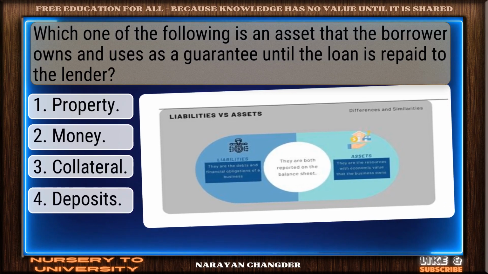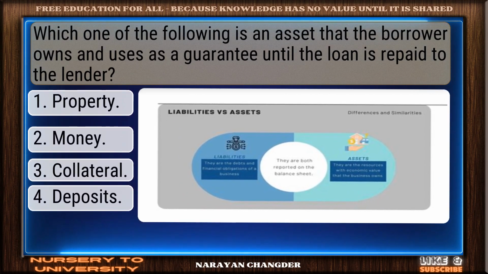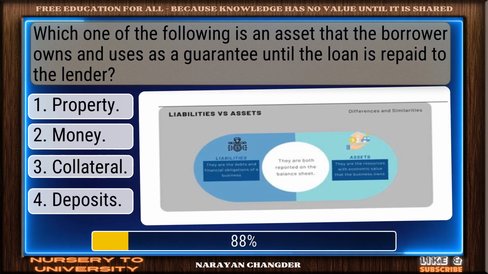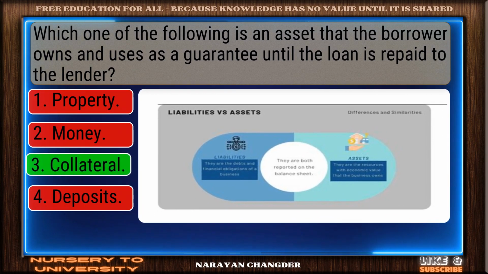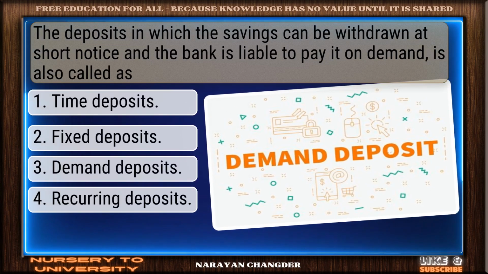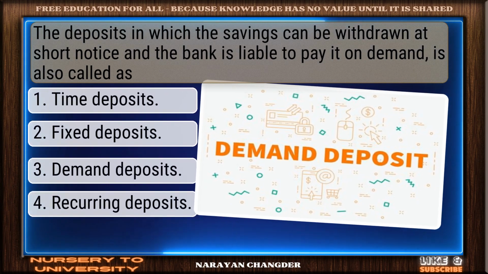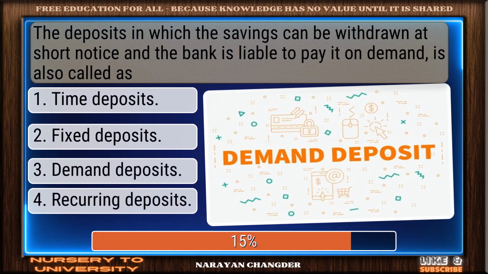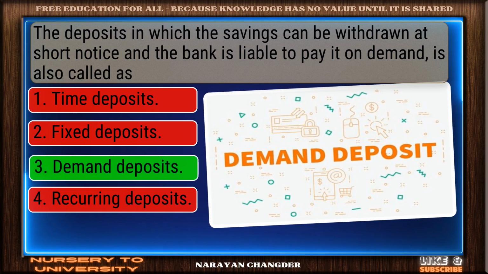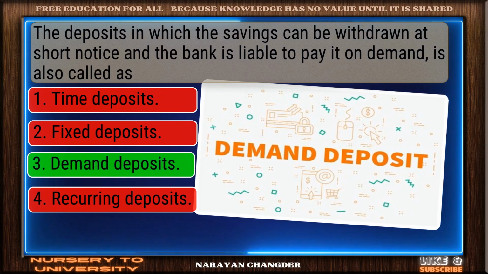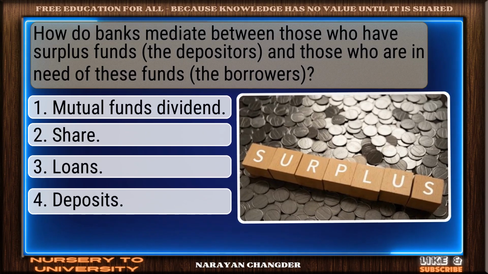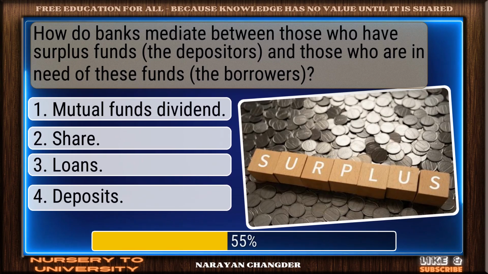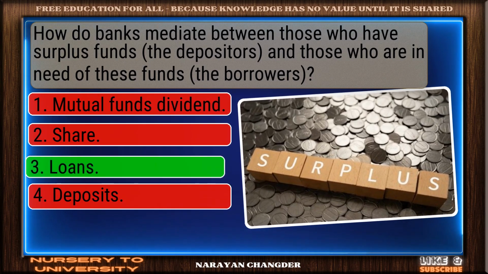Which one of the following is an asset that the borrower owns and uses as a guarantee until the loan is repaid to the lender? Exactly. Collateral makes sense. The deposits in which the savings can be withdrawn at short notice and the bank is liable to pay it on demand are also called as. You chose demand deposits. Correct. How do banks mediate between those who have surplus funds and those who are in need of these funds? Perfect. Loans is the one.